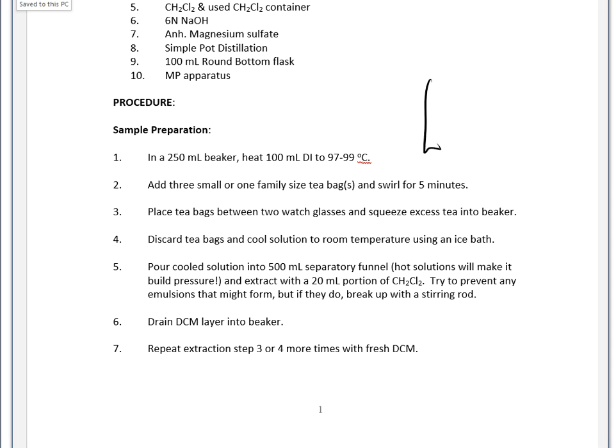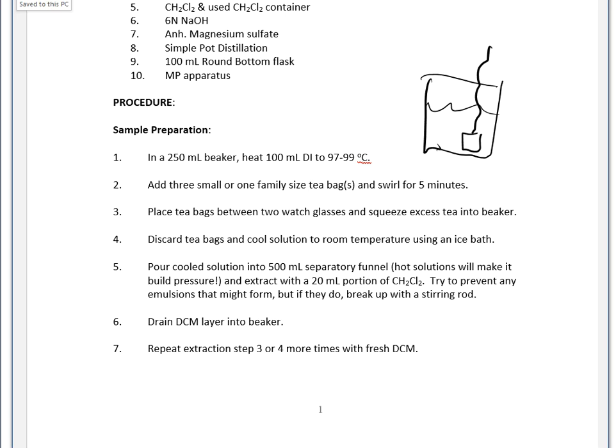All right, so that is pretty good, right? Here's my beaker, and I'm just going to put some water in there. Who cares how much? I'm just going to put some in, and it says heat that water up. Then it says add 3 small or 1 family size tea bag and swirl it for 5 minutes. So in other words, we're going to brew some tea here. That's all that we're going to do. So here's my little tea bag. There we go. And I'm just going to let it sit out.